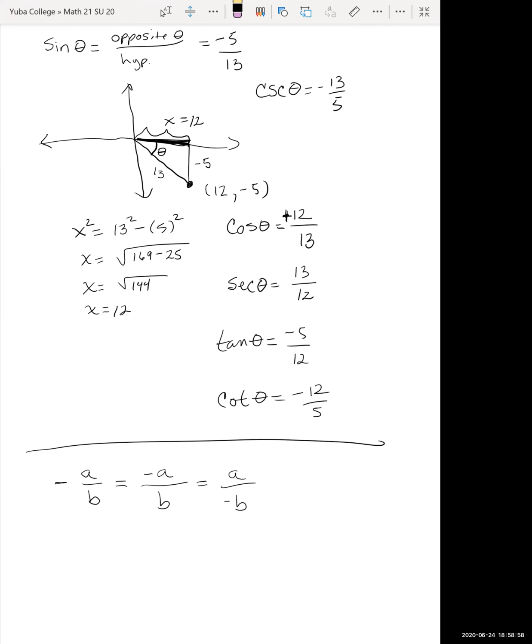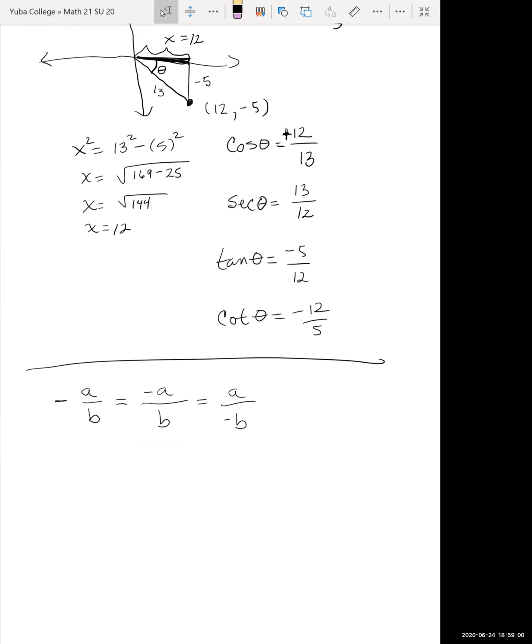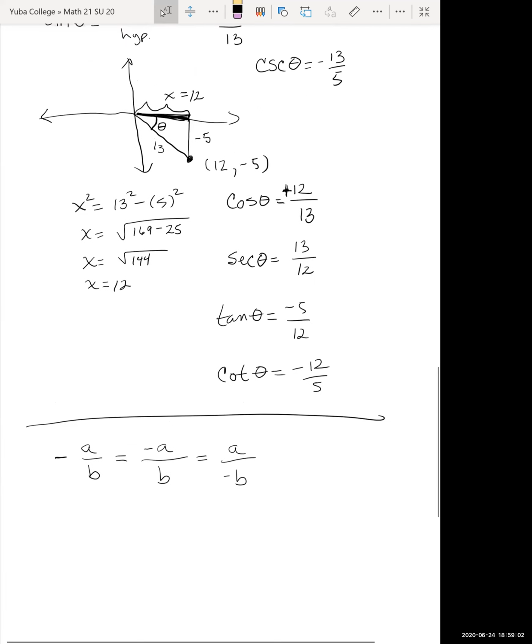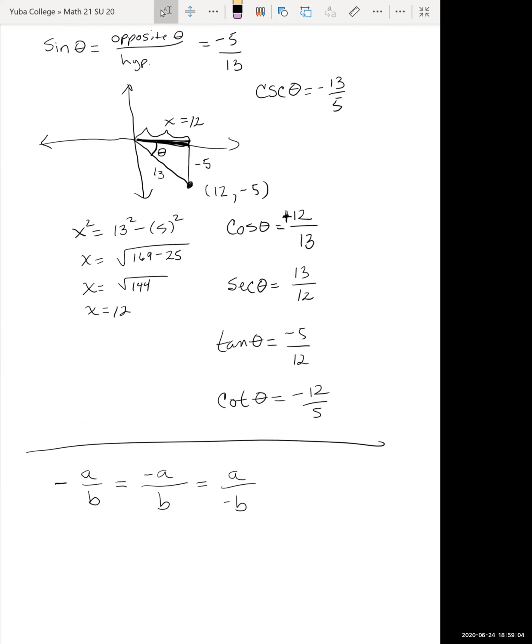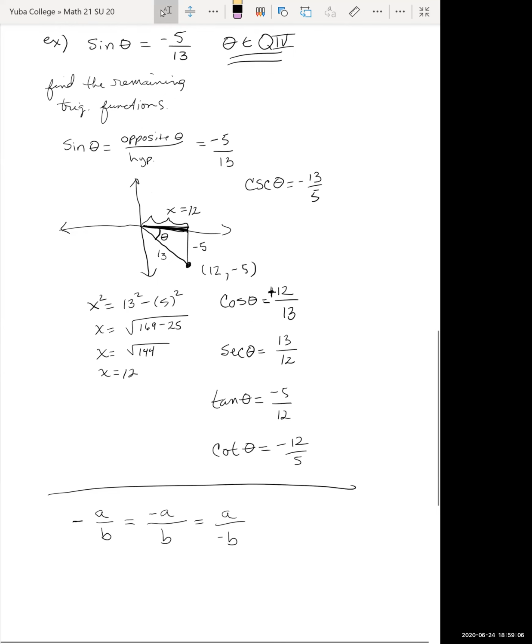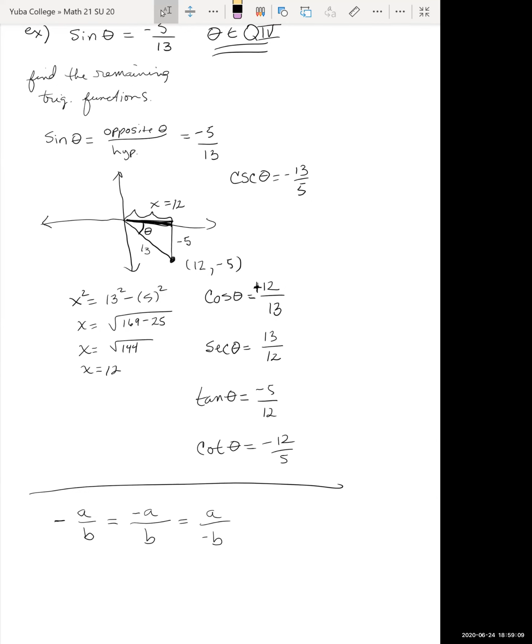Excuse me, Professor. On the x squared equals 13 squared minus 5 squared, how do you do that? Can you tell me step by step? Because I've seen different ways to do it.